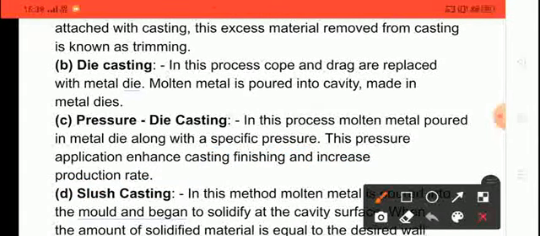While doing the simple pouring of molten metal, it is possible that some pores or some space or gap remains, or an improper filling of metal takes place. But if we are using a specific pressure to add the molten metal, then these defects can be removed and a defect free casting can be achieved, and also it increases the production rate.